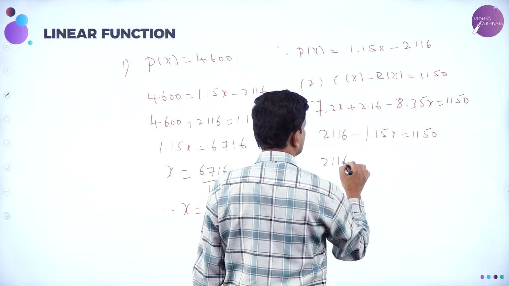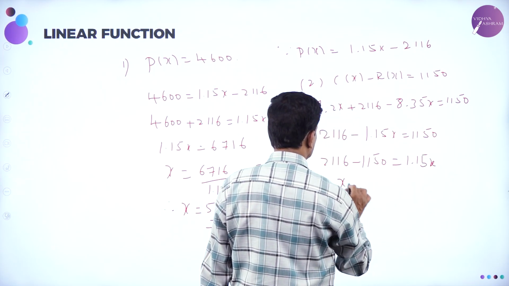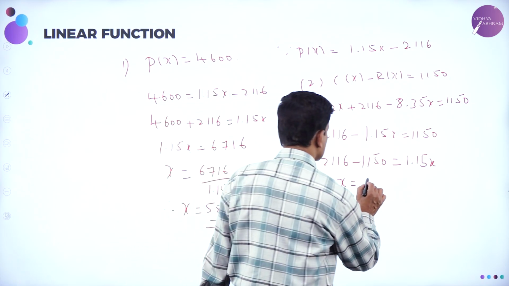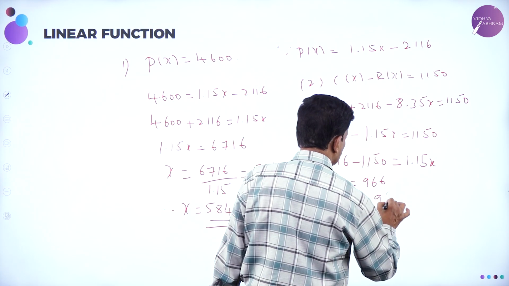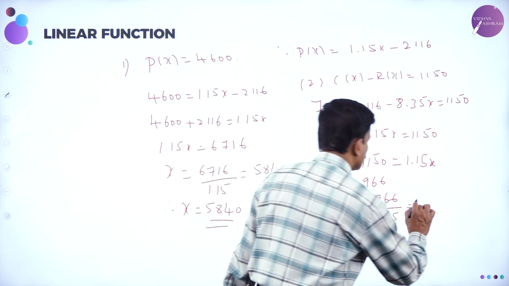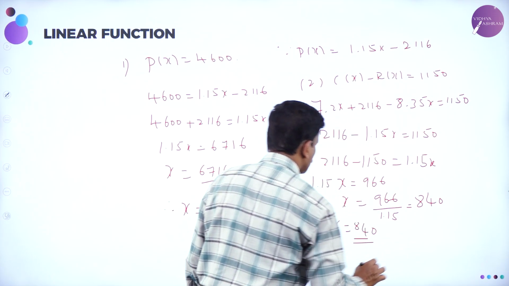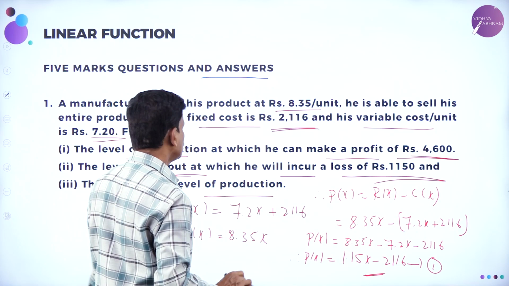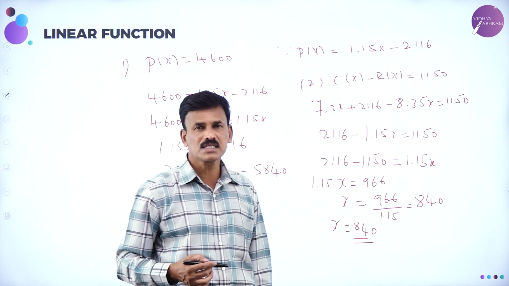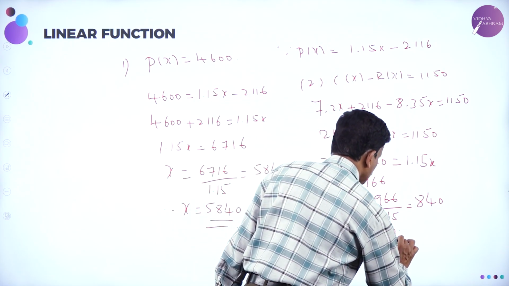So this is 2116 minus 1150 is equal to 1.15x. Therefore 1.15x is equal to, simplify this, 966. So x is equal to 966 divided by 1.15. That's equal to 840. So here x is equal to 840. That means the level of output at which he will incur a loss of rupees 1150 is for x equal to 840. So what is the answer? x is equal to 840 units.